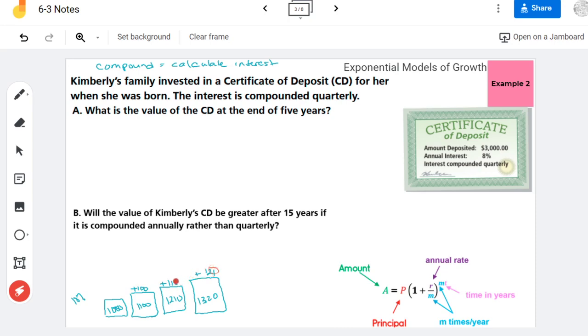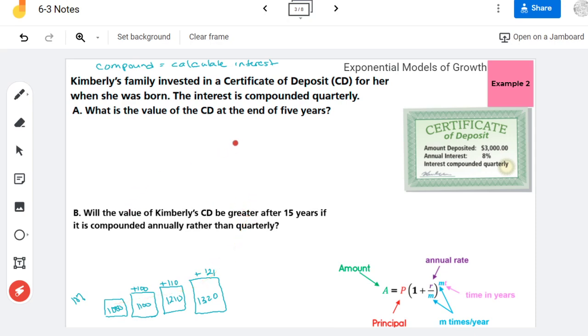So this is me paying interest on interest. And so that's what the idea of compounding is, to pay interest on interest. And so it starts to grow, and you can see this is starting to grow at a rate that's following exponential growth.